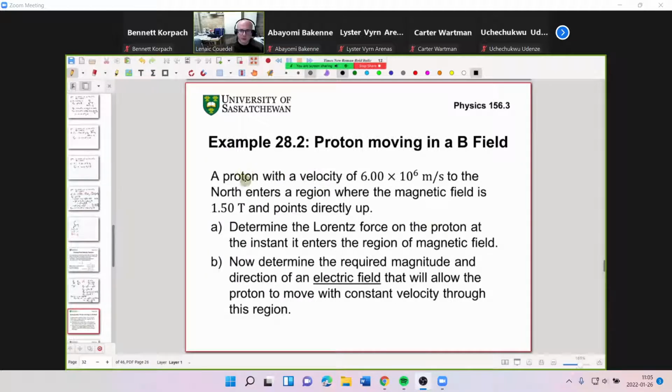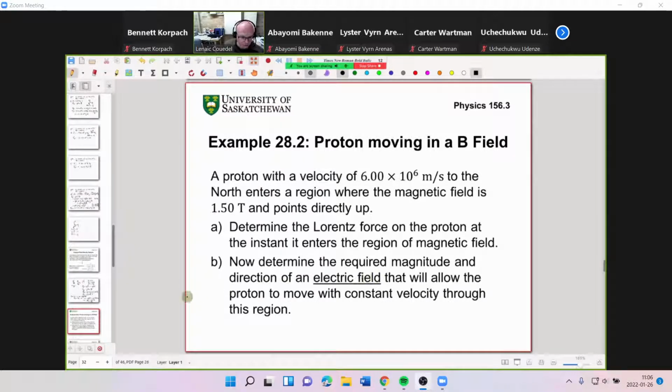So this is a typical problem you can have in an assignment. We have a proton with a velocity 6 times 10 to the 6 meter per second that moves towards the north in a region where the magnetic field is 1.5 Tesla and points directly up. First of all, we want to determine the Lorentz force on the proton at the instant it enters the region of the magnetic field. And finally, we want to find the electric field that will allow this proton to move in a straight line.